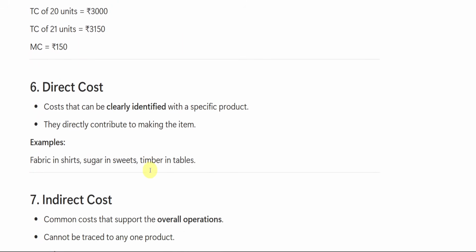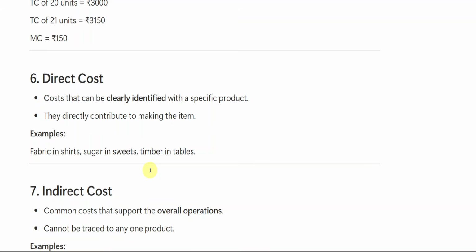Then direct cost. These are the costs directly used in making a product, like fabric for shirts, sugar in sweets, timber in tables. Without these, the product cannot be made. Like if in my company I am manufacturing chocolates, it is necessary that cocoa should be there, right? With cocoa only I can make the chocolate. Otherwise it is not possible.